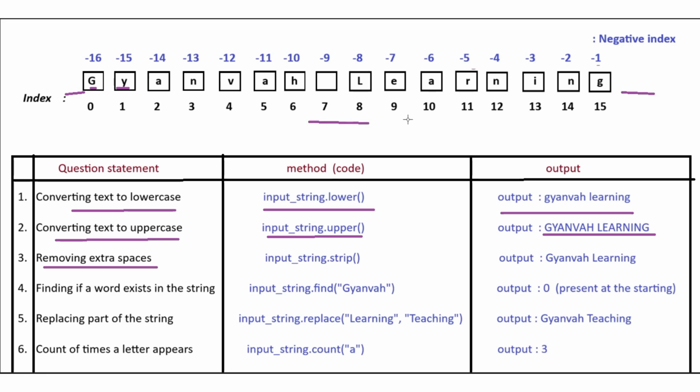Python provides methods to remove extra spaces. If the string has spaces before or after the sentence, the method cleans it. Your text becomes neat. This is very important when handling user input because extra spaces can break your logic.